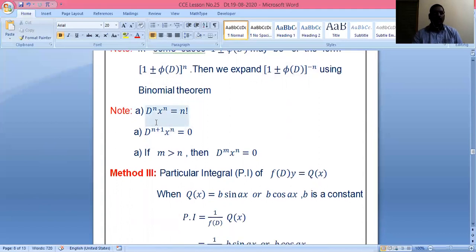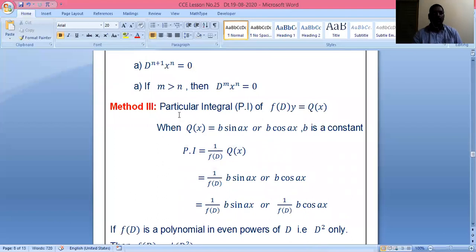Note: Dⁿ xⁿ, that means differentiating the function xⁿ n times, we get n factorial. D^(n+1) xⁿ = 0. If m is greater than n, then Dᵐ xⁿ is equal to 0.